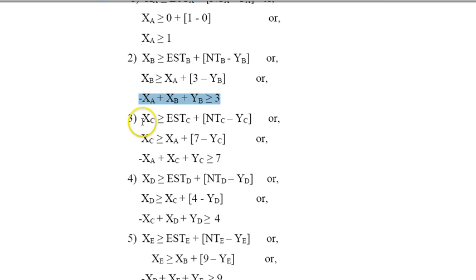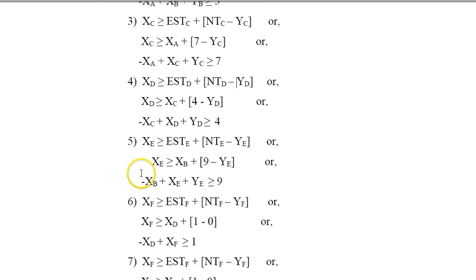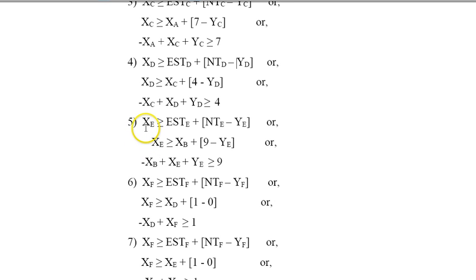And same thing for C, exactly the same thing for D, and exactly the same thing for E. So let's do E here. XE, EST of E, and T of E minus Y of E, so that's going to be XE, and the one that leads to E is B, so that's going to be XE greater or equal to XB. Normal time is 9 minus YE, which is a decision variable. Take this here, take this there, it becomes negative, that negative becomes positive, and 9, keep it on the right hand side, so I end up with this constraint.